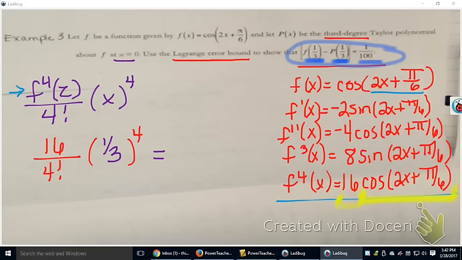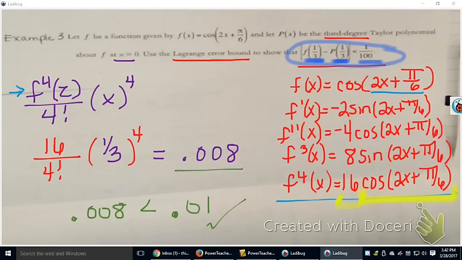We're going to put this in the calculator, and you would find out that you get 0.008. We were trying to prove that it was less than 0.01, because 1 over 100 is 0.01. And 0.008 is less, so we've proved what we needed to find. So we had to find the remainder after finding the fourth derivative and thinking about the biggest value. And then we had to find that the value that we get was less than 1 over 100, which is 0.01.